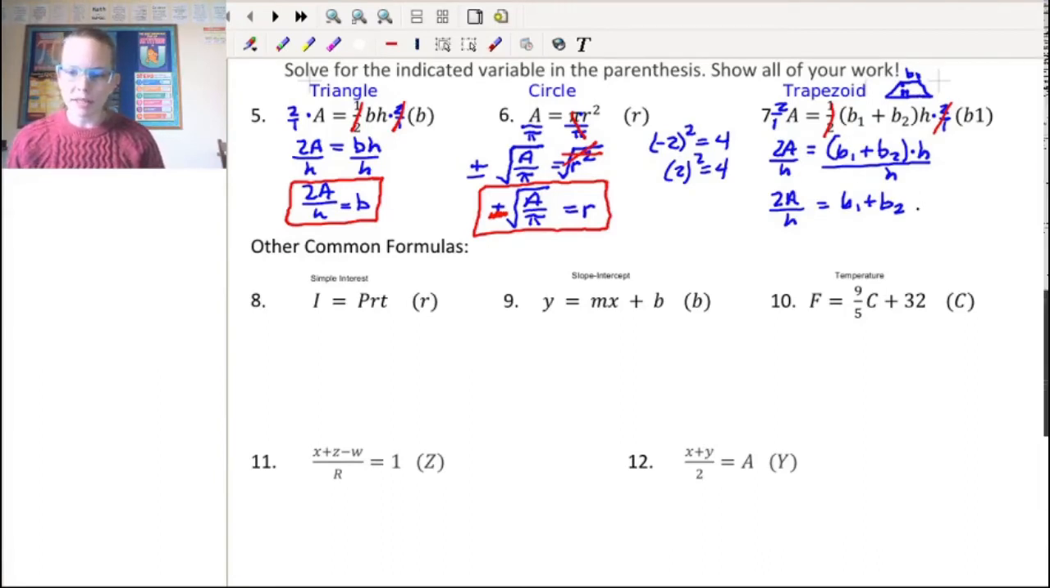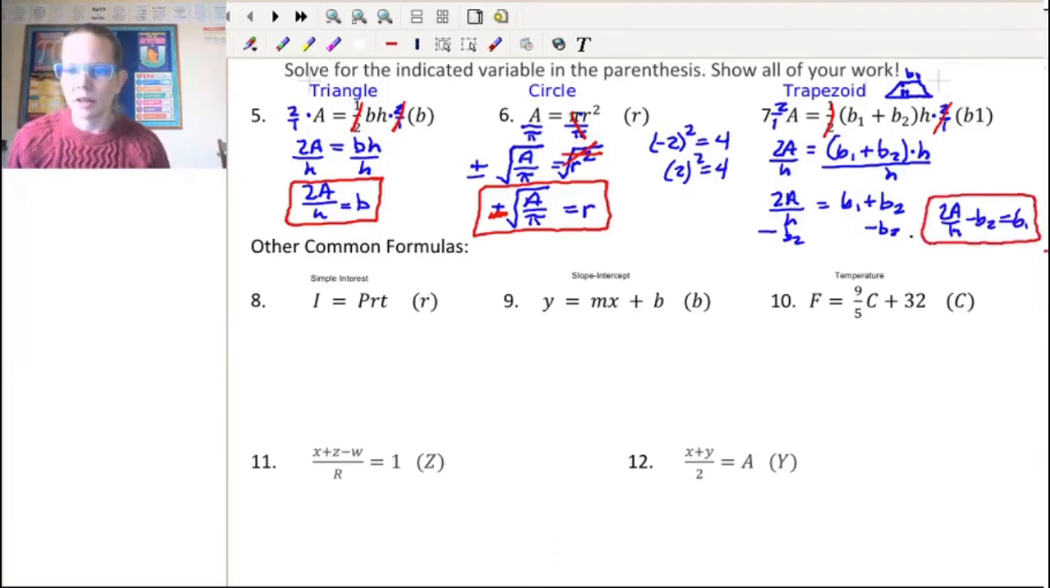Now to get b1 by itself, the only thing left over here is b2, so I'm going to subtract it to the other side. I can't actually combine 2a over h and b2. They're not like terms. So I'm going to have to write my answer over here, run out of space, 2a over h minus b2 equals b1. And that would be my final answer. If you chose to go the route of distribution, your answer might look a little different at the end, but it's essentially going to be the same thing.